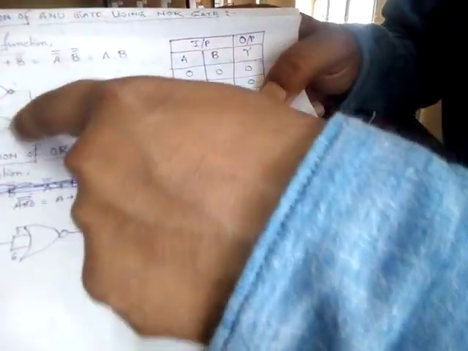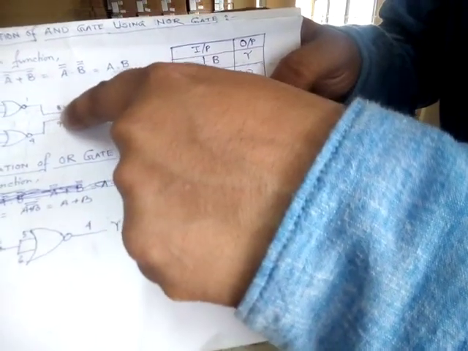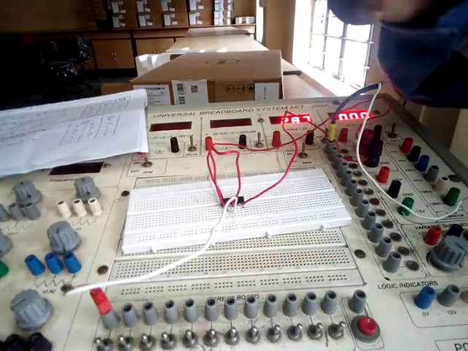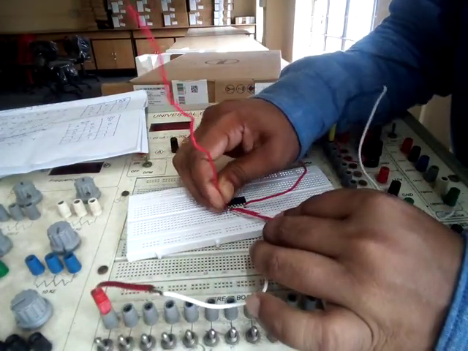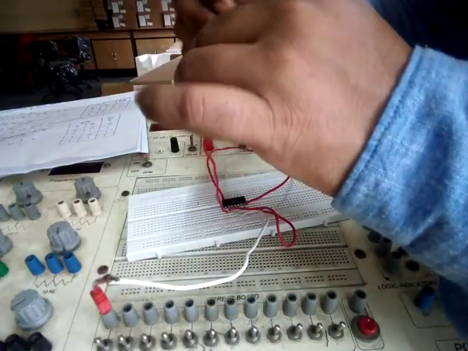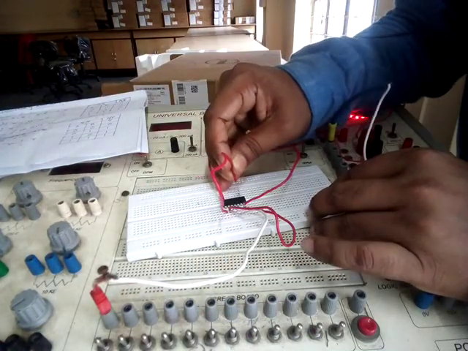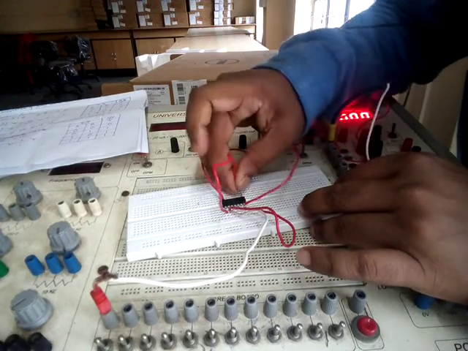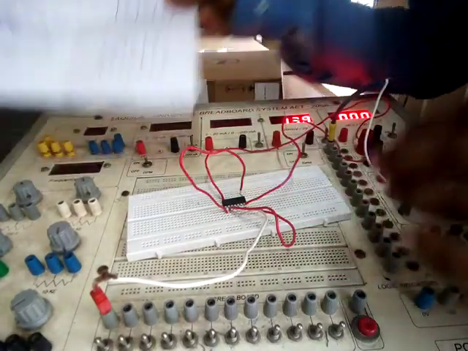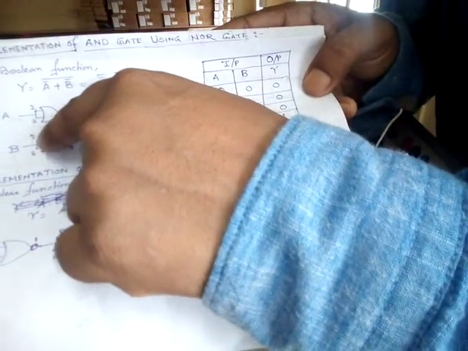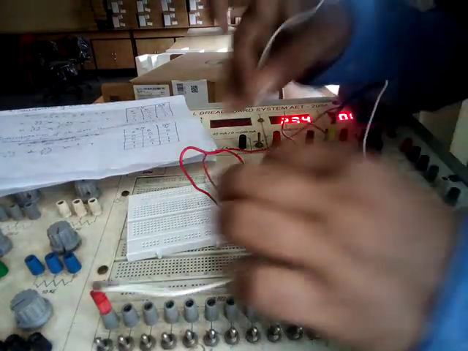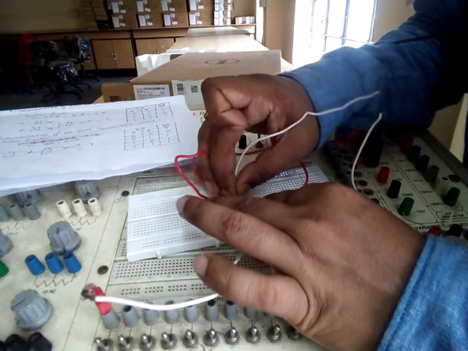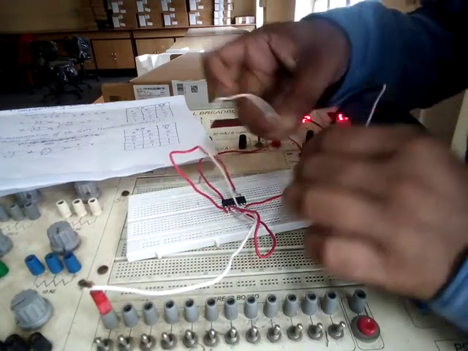Okay, now pin number 1 goes to pin number 8. Pin number 1 is connected with pin number 8, and now pin number 5 and 6 will be shorted. 5 and 6.